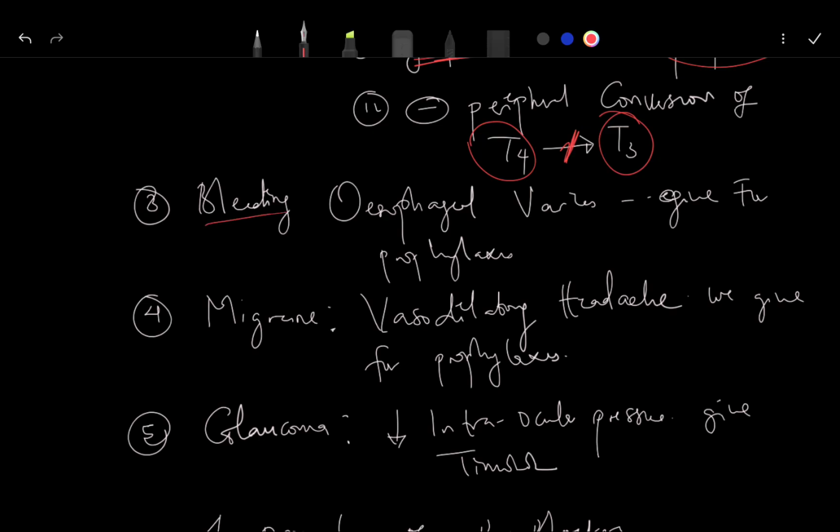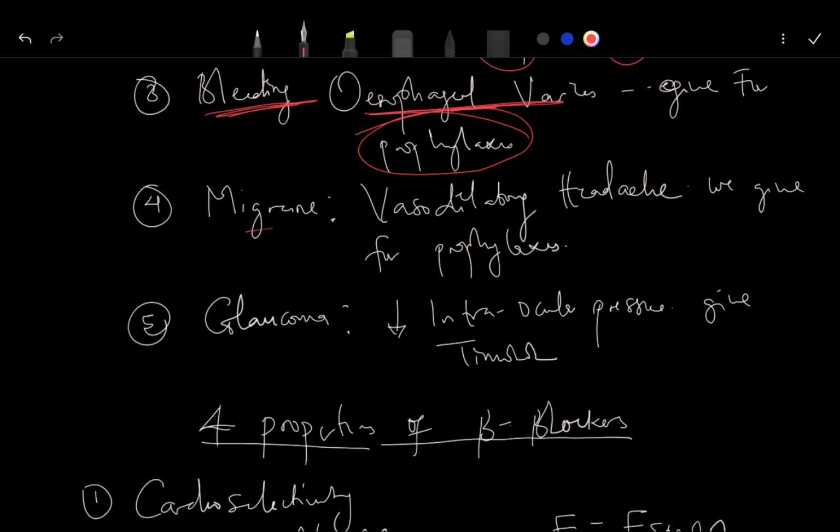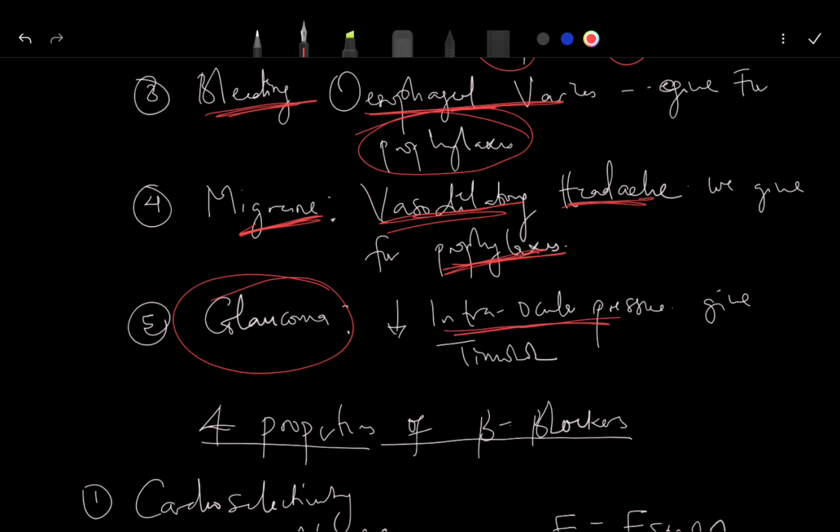Then in bleeding esophageal varices, we can give beta blockers for prophylaxis to prevent such bleeding in the near future. Okay, then they are also given in migraine for prophylaxis. Migraine is a vasodilatory headache that comes due to the vasodilation of the blood vessels in the cranium or in the head. So we give beta blockers, propranolol, for that. Then lastly, for glaucoma, we also give beta blocker as an extracardiac use, to reduce the intraocular pressure. For this specifically, timolol is used.